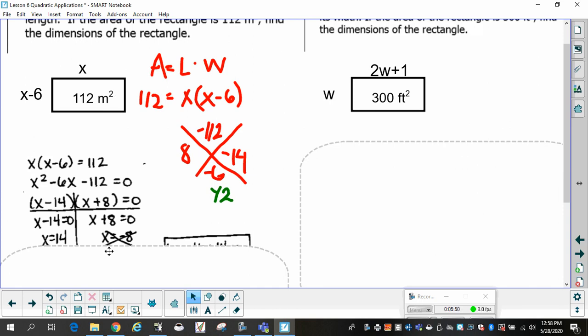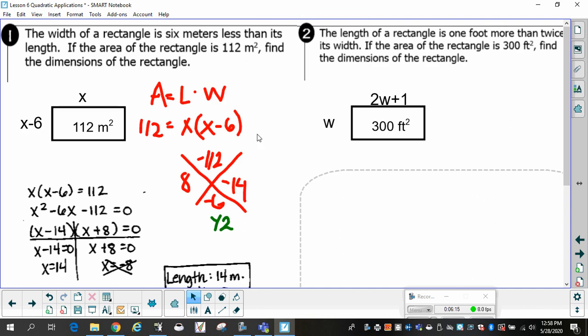If x is equal to negative 8 and negative 14, well, that equals 112. But remember, I'm looking for the dimensions of a rectangle. The dimensions of a rectangle can't be negative. So therefore, I only have one answer that makes sense for this application, and that is the length is 14 and the width is 8.